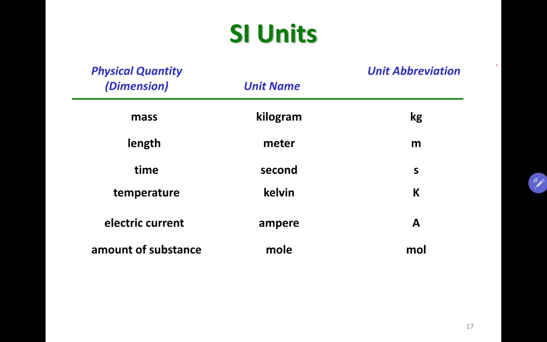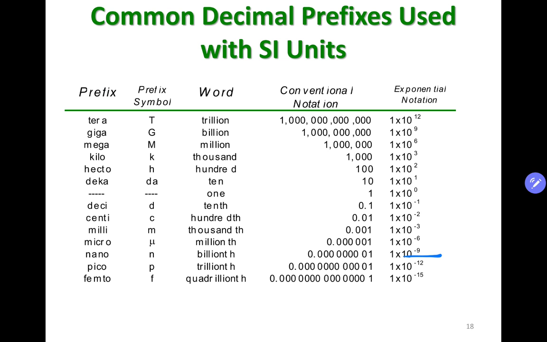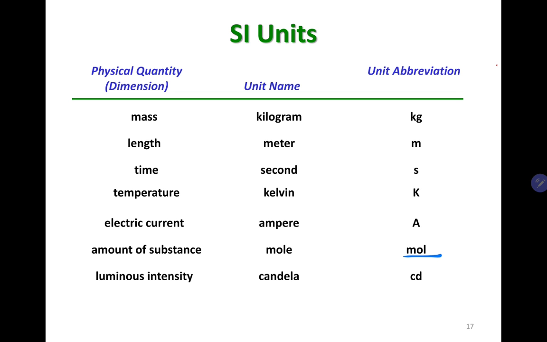Amount of substance is measured in mole, and we will talk about this physical quantity in much more detail in later chapters. But in chemistry it is very important to have a good understanding of how to use the term mole. Luminosity is measured in candela, and the unit abbreviation is cd.